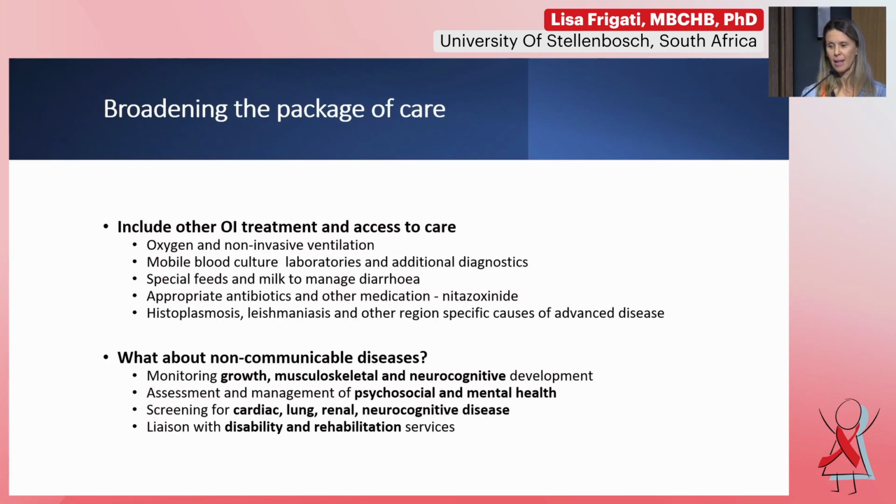So again, I think we need to broaden the package of care. I think we need access to oxygen and non-invasive ventilation, mobile blood culture laboratories, special feeds and milk to manage children with chronic diarrhea, and appropriate antibiotics and medication. And I think we need to start to consider non-communicable diseases in this space as well.